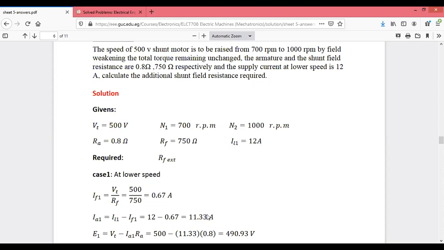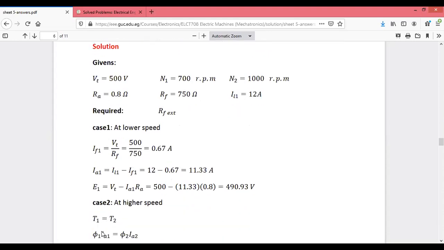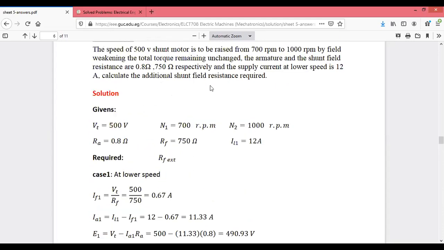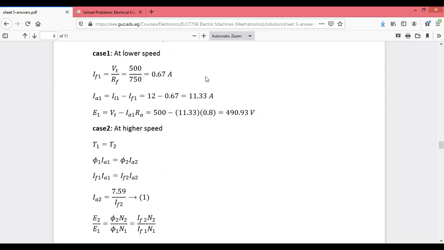But again, we are having the armature resistance, we are having the value of armature current, we are having the supply voltage, you will get the value for the EMF. So here at lower speed, if you are solving, you will get E1 equal to 490.93 volt. And you are supposed to calculate the additional shunt field resistance that will be at higher speed.